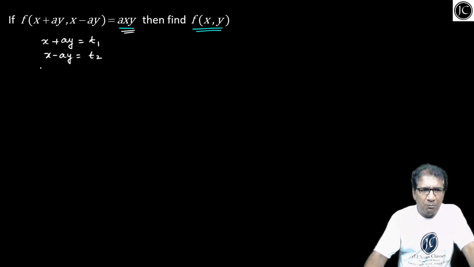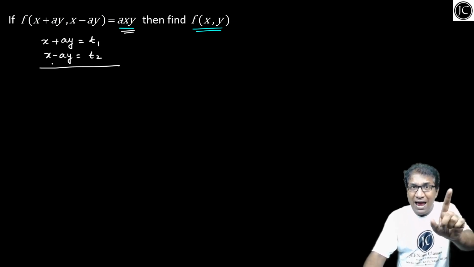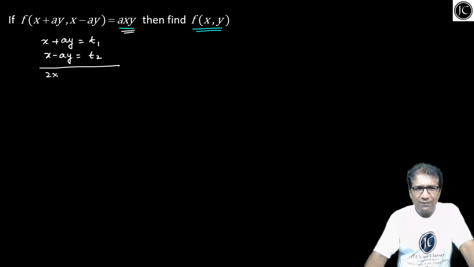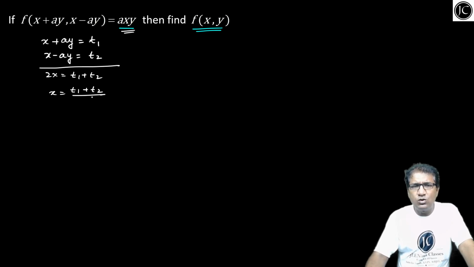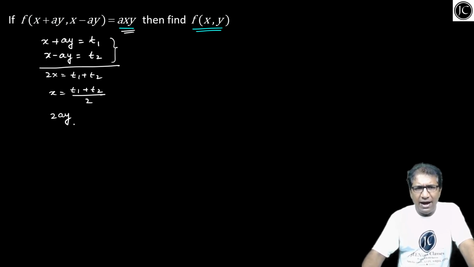इसके लिए हम यहां से x और y का वैल्यू निकाल रहे हैं. देखो कैसे, बड़ी सिंपल है. दोनों को हमने ऐड कर दिया, सो x क्या आ रहा है? (t1 plus t2) by 2. ओके, अभी दोनों को सब्ट्रैक्ट कर दो, इन दोनों को सब्ट्रैक्ट करो तो क्या मिल रहा है? 2ay इक्वल्स टू t1 minus t2, मतलब y कितना आ रहा है? (t1 minus t2) by 2a.